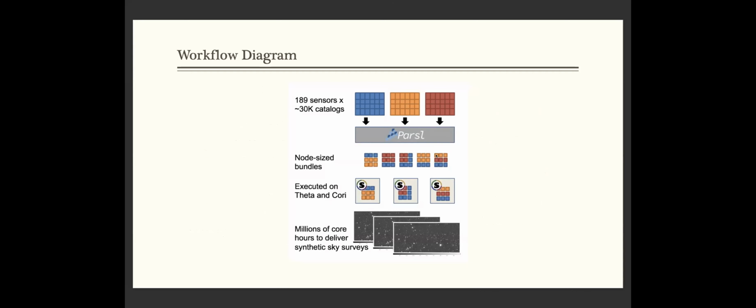You have 189 sensors, 30,000 catalogs. So Parcel takes in that information. We run a Python script to divide it up into these bundles, which may contain sensors from different pointings of the telescope if necessary, though it does prefer to keep them all together. And then it executes these on either Theta or Cori, Theta being the ALCF resource, Cori being on NERSC. And then we generate black and white images that we then stack all together to make our nice colored images.